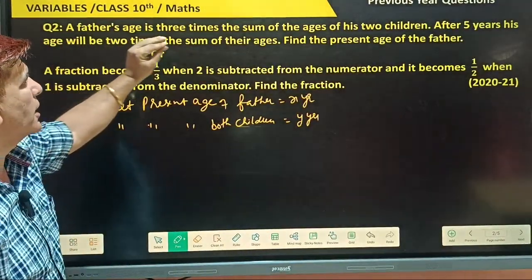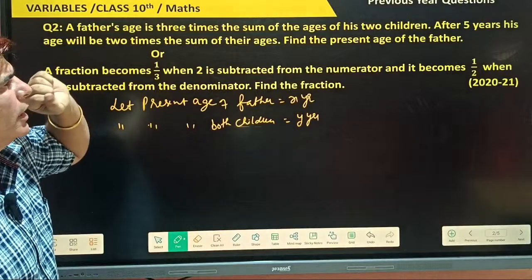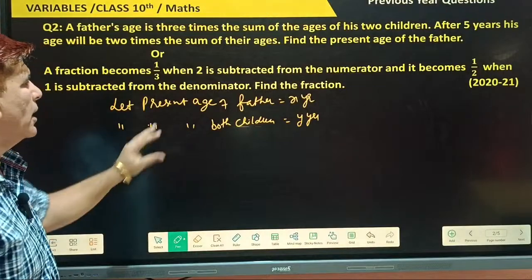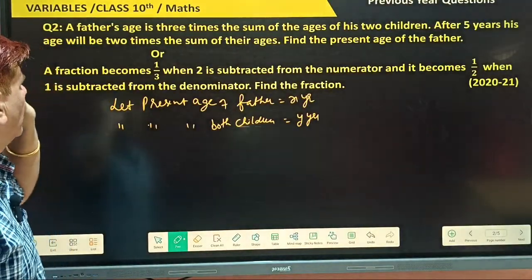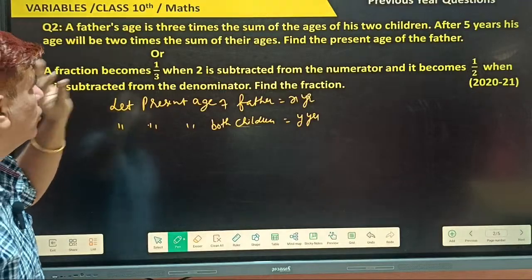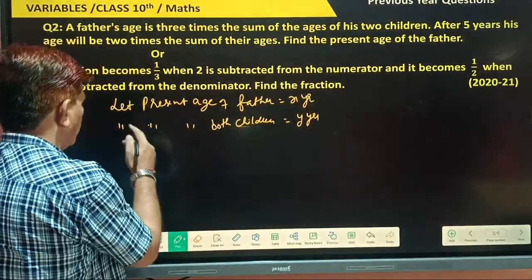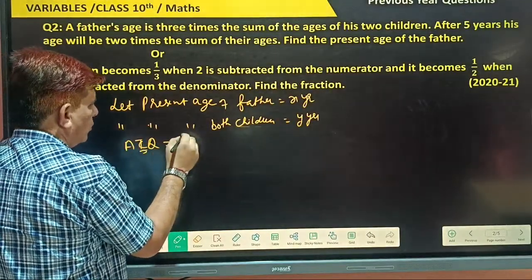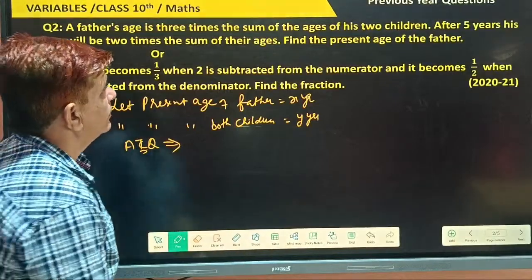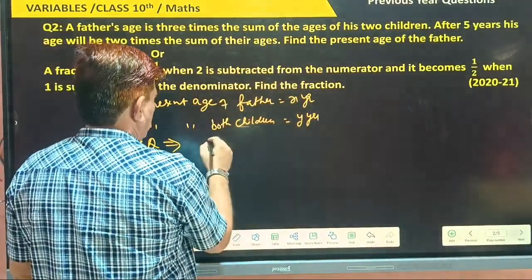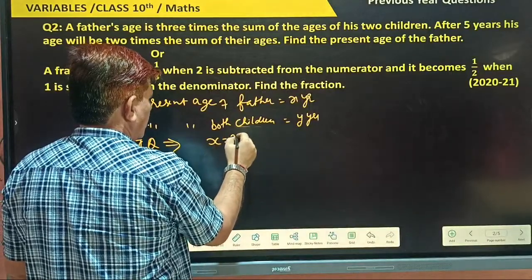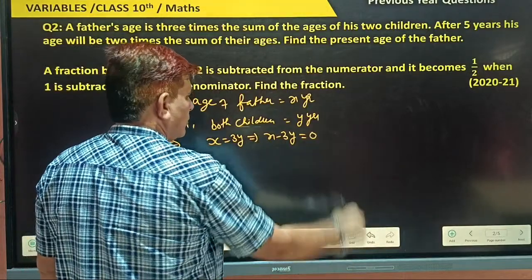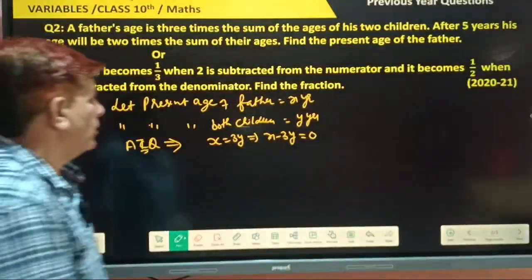A father's age is 3 times the sum of ages of his 2 children after 5 years. So it means we are talking about this. Understood? And you have to find out the present age of the father. So according to the question, ATQ, what does it imply? Father's age is 3 times of this. So x is equal to 3y, and this implies x minus 3y equal to 0. Equation number 1.